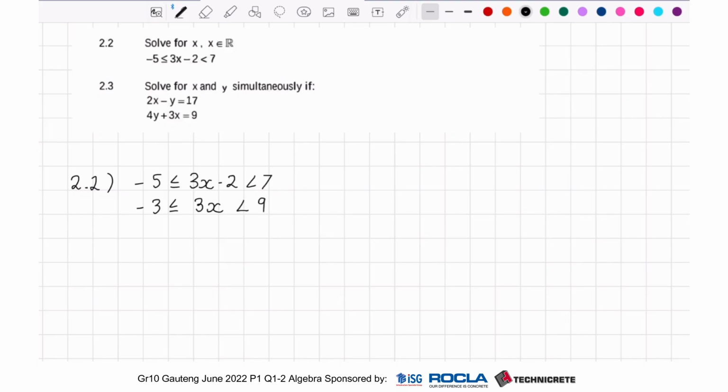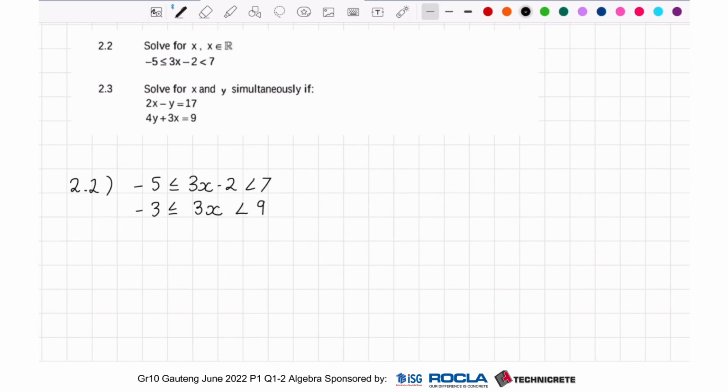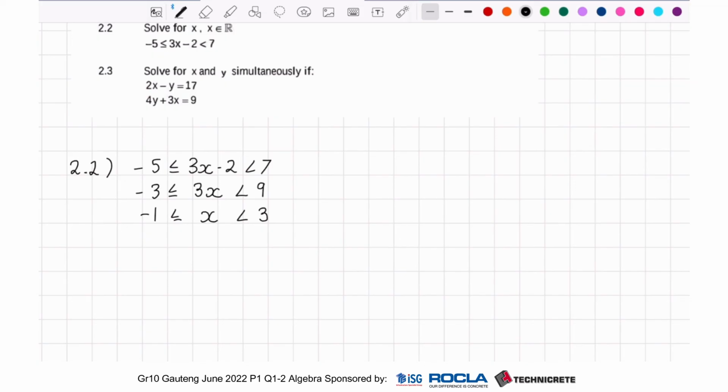And then to get x on its own, I'm going to divide the middle by 3. Right, I divide the middle by 3, which means that I must do the same on either side of it. So on the left-hand side, I'm going to divide by 3 as well. I'm left with negative 1. And on the right-hand side, I'm dividing by 3, and I'm left with 3. So this is negative 1. In the middle, I'm left with x. And on the right, I have 9 over 3, which is 3. So x is a number between minus 1 including and 3 excluding.